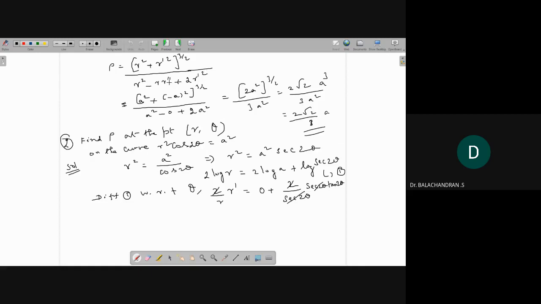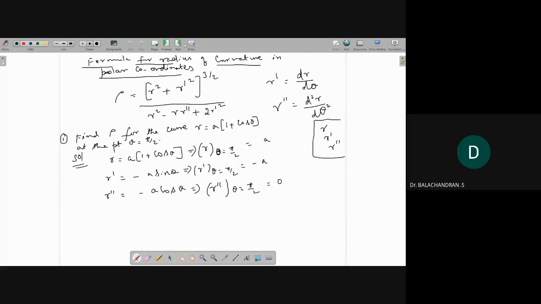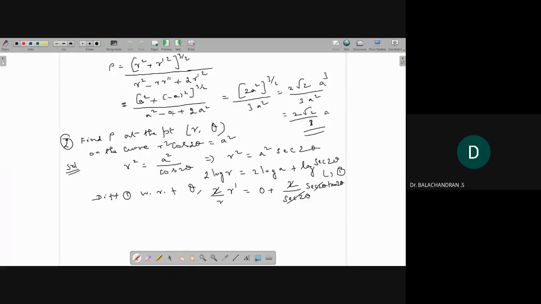Okay, and what is r? R is a, so r square is a square. R dash is minus a, square it, whole power 3 by 2. R square again a square, and then which one is 0? R double dash is 0. You can check it. So the second term is 0 in the denominator, plus 2 r dash square is 2 a square. So a square plus a square, 2 a square whole power 3 by 2, divided by 2 a square plus a square is 3 a square.